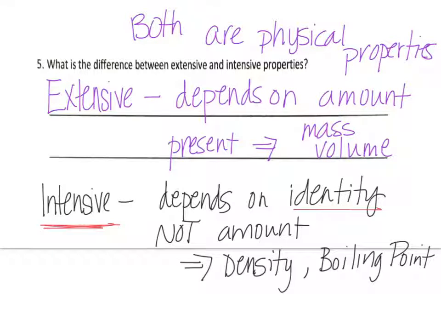For instance, the boiling point of water is 100 degrees Celsius. It does not matter whether I have a cup full of water, a pot full of water, or a lake full of water. The boiling point is always 100 degrees Celsius because that is one of the identifying properties of water. All right, let's go on to the next one.